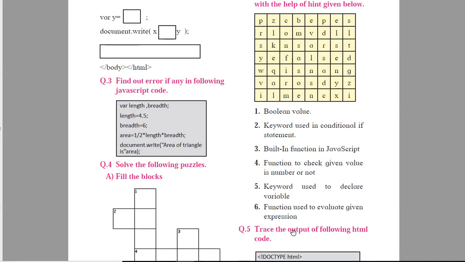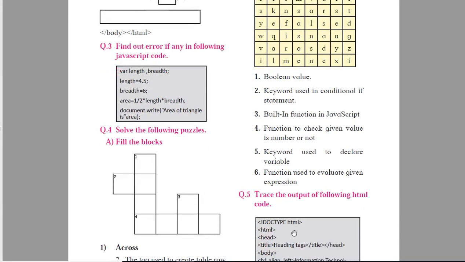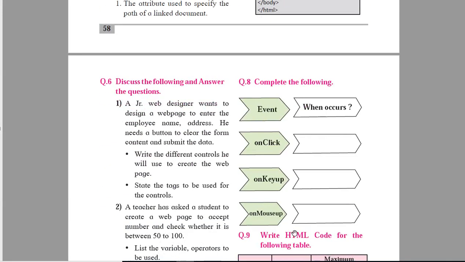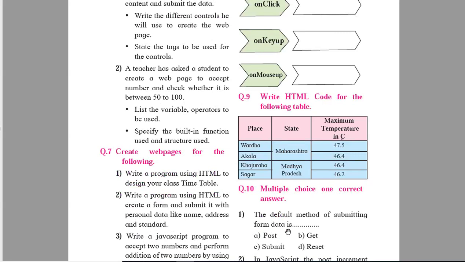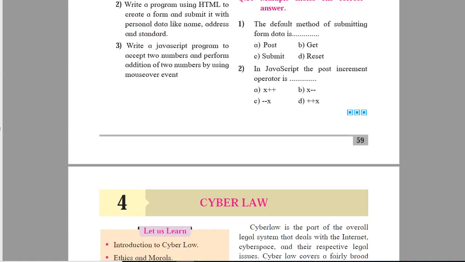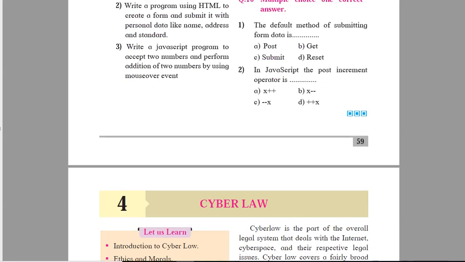Then is question number 4, B. Then question number 5, question number 6, first one, question number 7, first and second, question number 9. These are the chapter exercises that you all have to perform.